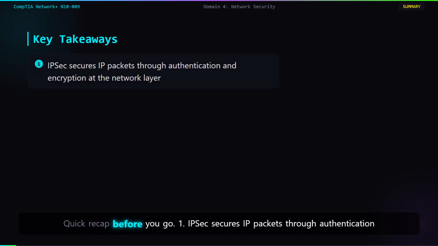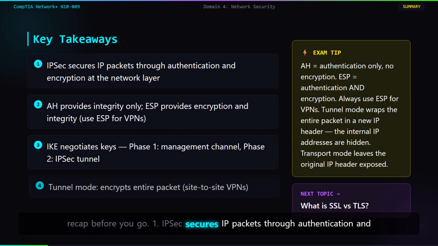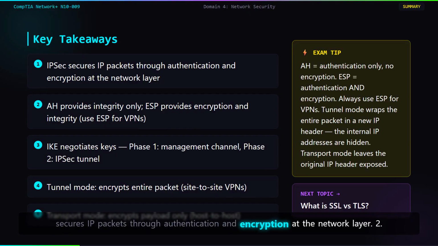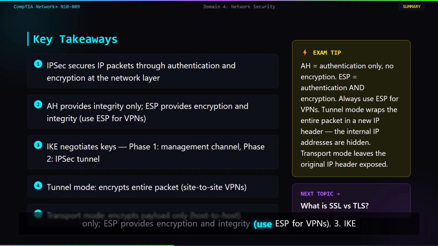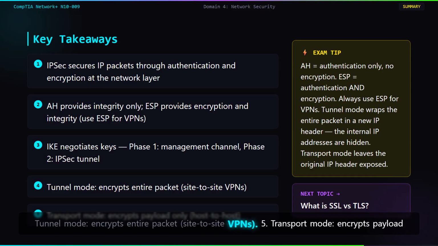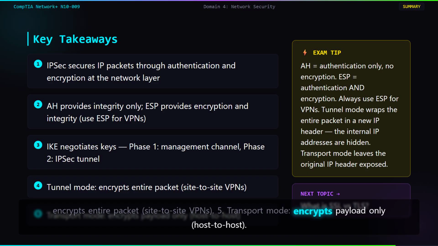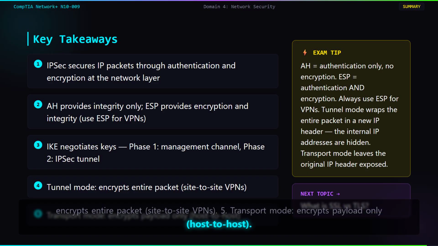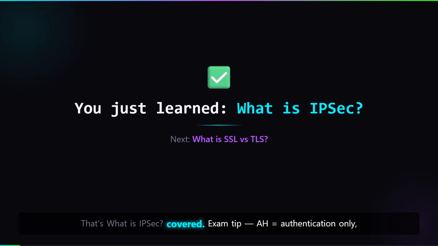Quick recap before you go. 1. IPSec secures IP packets through authentication and encryption at the network layer. 2. AH provides integrity only. ESP provides encryption and integrity. Use ESP for VPNs. 3. IKE negotiates keys. Phase 1, management channel. Phase 2, IPSec tunnel. 4. Tunnel mode encrypts entire packet, site-to-site VPNs. 5. Transport mode encrypts payload only, host-to-host. That's what is IPSec covered.